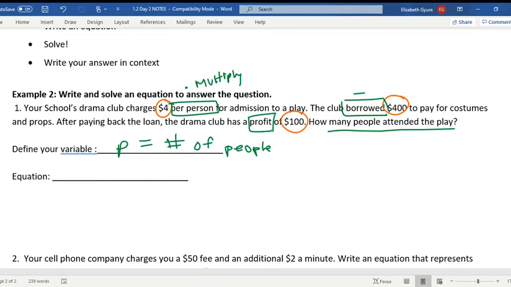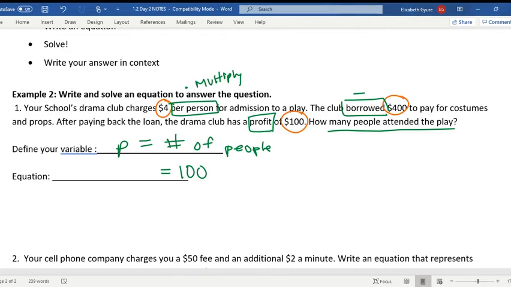So, focus. Now let's write an equation. P is going to be number of people. First of all, I kind of like to start with the end of my problems. We know that they made $100 in profit, right? So we're gonna do this as equals 100. Now, where did that $100 come from? Well, first of all, they sold some tickets, right? And they borrowed some money. So we have to figure out how to incorporate both of those things.